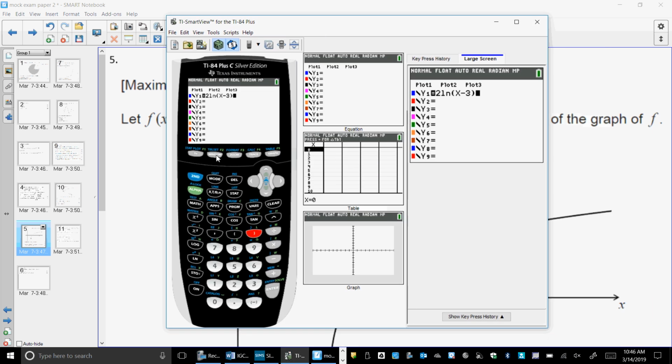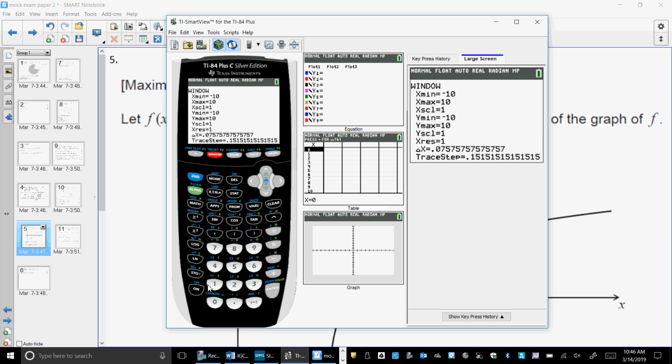And I'm going to set my window. I don't need to go to the negative, so I can start at 0. I may want to go a little bit more than 10, so maybe 12. And I'm going to show each of my marks on my x-axis are worth 1. Okay, so I'm going to graph that.